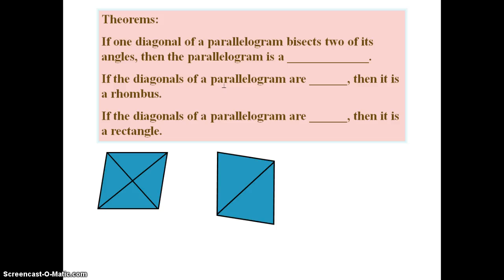Some more theorems. If one diagonal of a parallelogram bisects two of its angles, then the parallelogram is a rhombus. That's just the converse to a theorem that you guys learned earlier about the rhombus and how the diagonal bisects. If the diagonals of a parallelogram are perpendicular, then it's a rhombus. And if the diagonals of a parallelogram are congruent, then it's a rectangle. So this is just the converse of each of those theorems that you've learned.